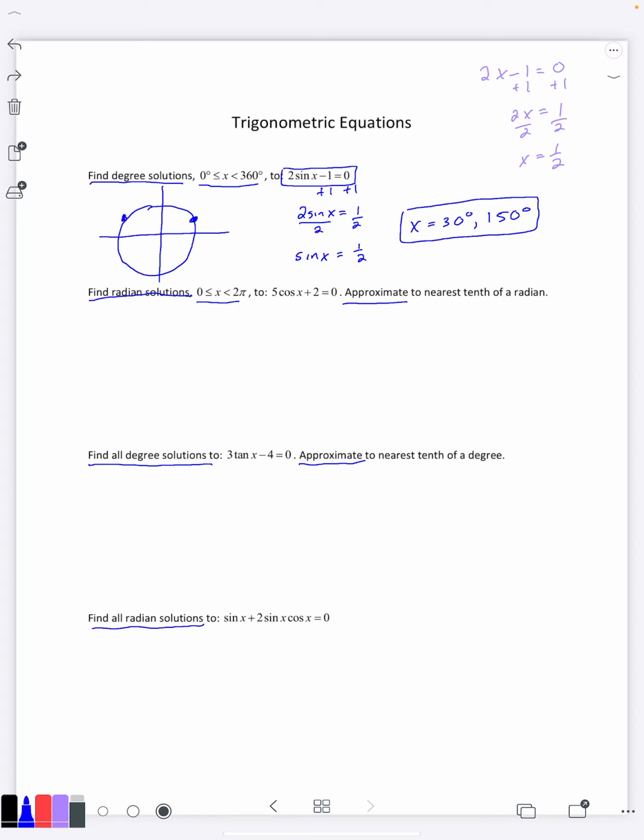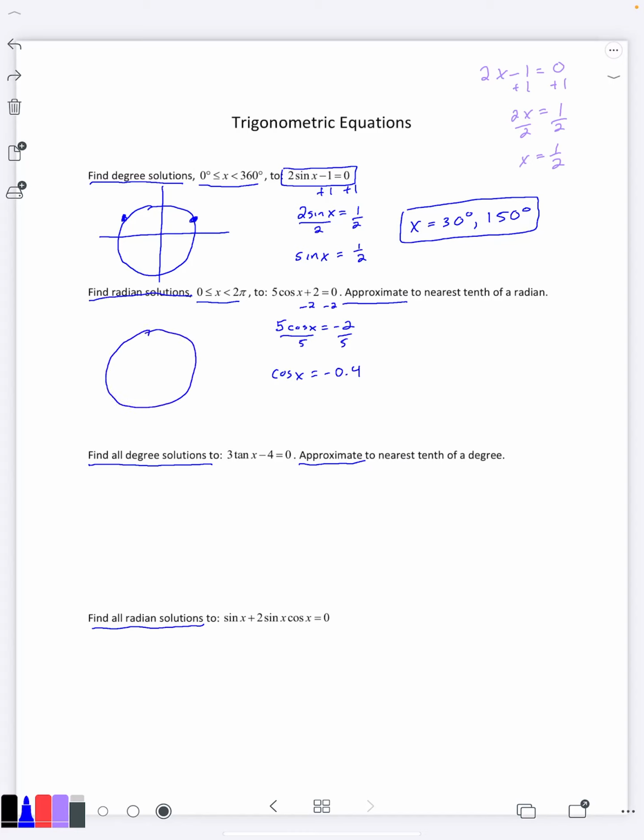For our second trig equation, this time we have a cosine involved, so we're going to try to isolate that. We'll go ahead and subtract 2 from both sides. We get 5 cosine x is negative 2. Divide by 5. We get cosine x is negative 0.4. And notice they do want radians this time, so we need a radian answer, and only one time around the circle.